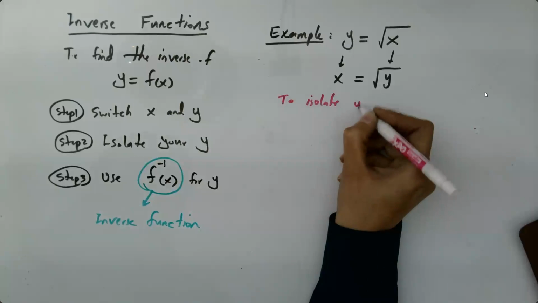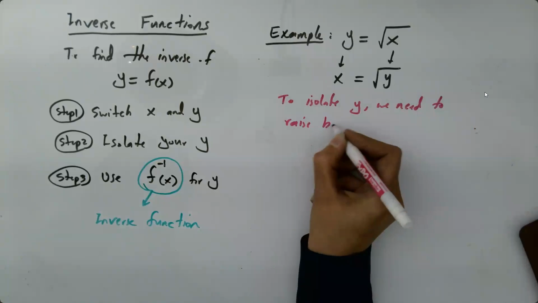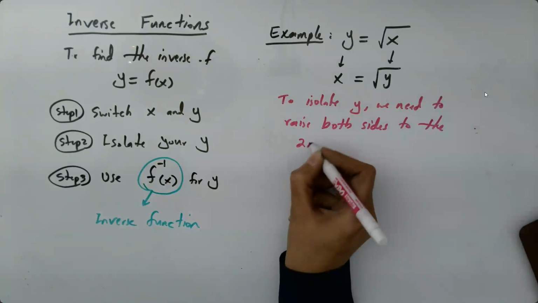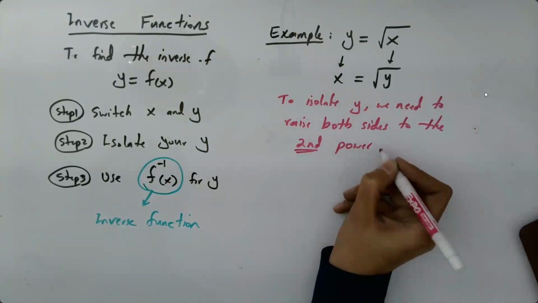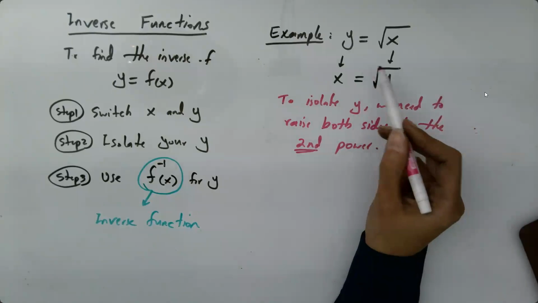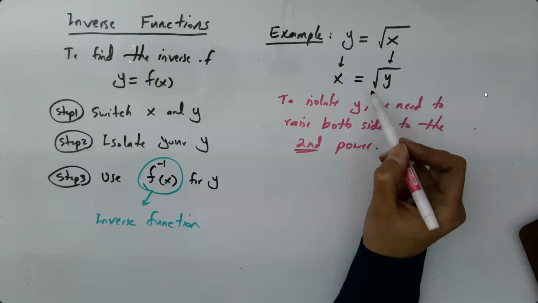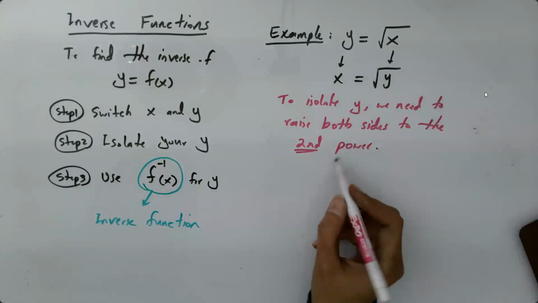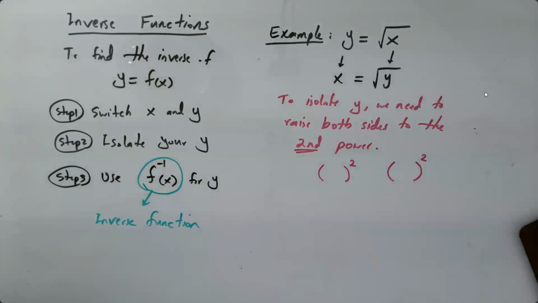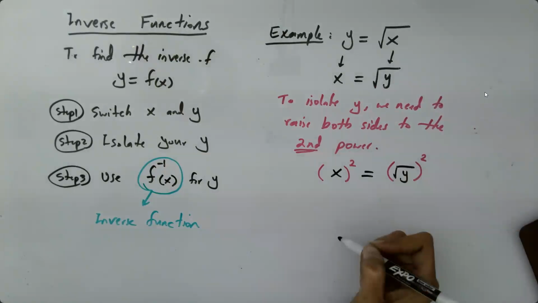To isolate y, we need to raise both sides to the second power. We have to get rid of this radical. The only thing that can cancel out the radical, the square root, is raising to the second power. So what happens here? You get x to the second equals square root of y to the second.